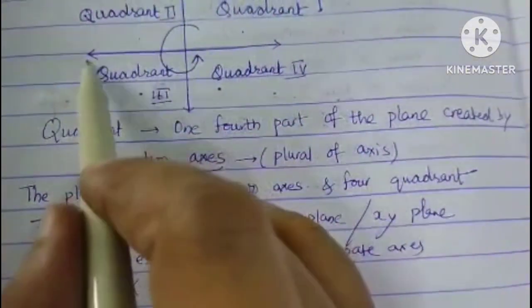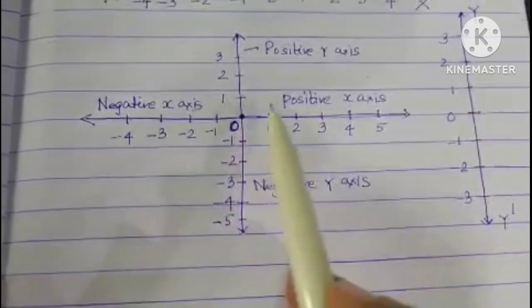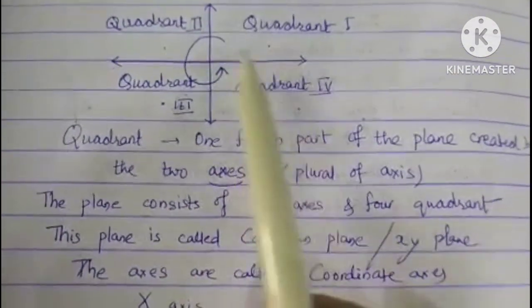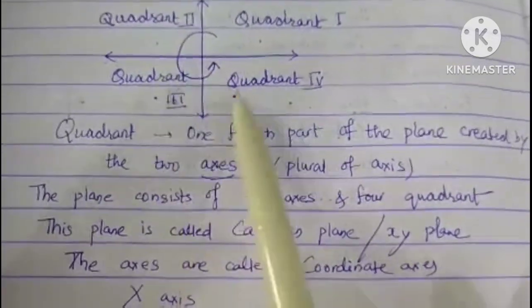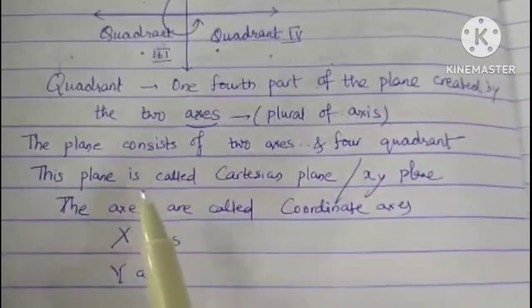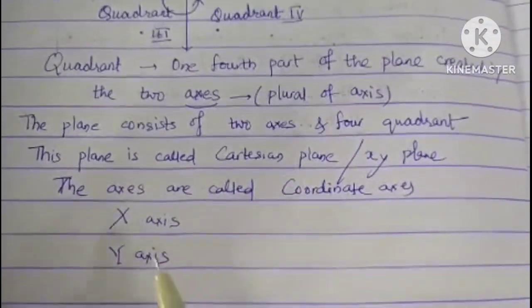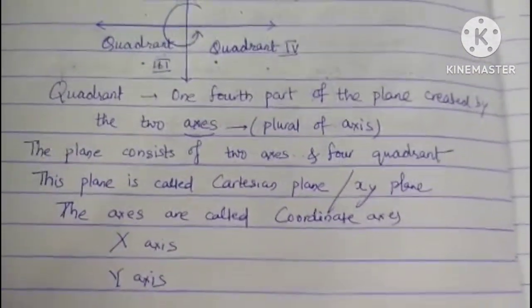The horizontal one is x-axis, and this one is y-axis. From here you can see this is x-axis, and it has also two parts, positive and negative. This is y-axis, two parts, positive and negative. So far we got to know that the axes form four quadrants, and a quadrant is 1/4 part of the plane, that plane is called Cartesian plane, and those axes are called coordinate axes. One is x-axis, one is y-axis. Okay, now let's move forward.